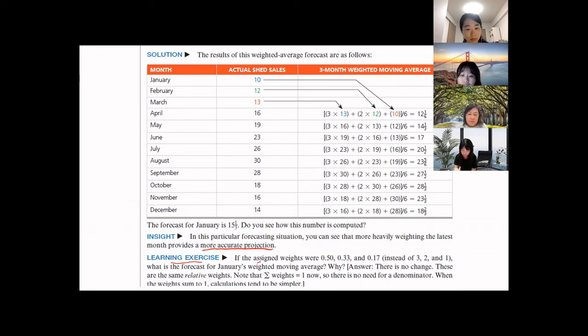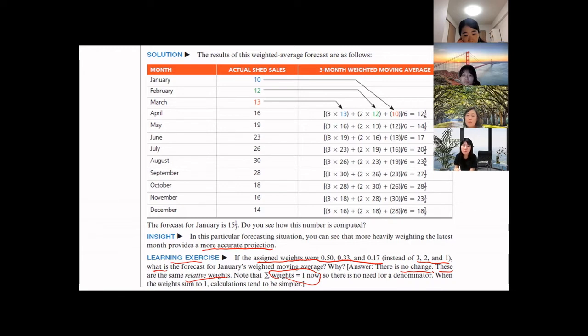Only thing, if you read here, learning exercise: if the assigned weights were 0.5, 0.33, and 0.17, instead of 3, 2, and 1, I found these results. What is the forecast for January's weighted moving average and why? There is no change. The answer is there is no change. These are the same relative weights, because it is the relative weights. And you note that the sum of weights is equal to 1 now.